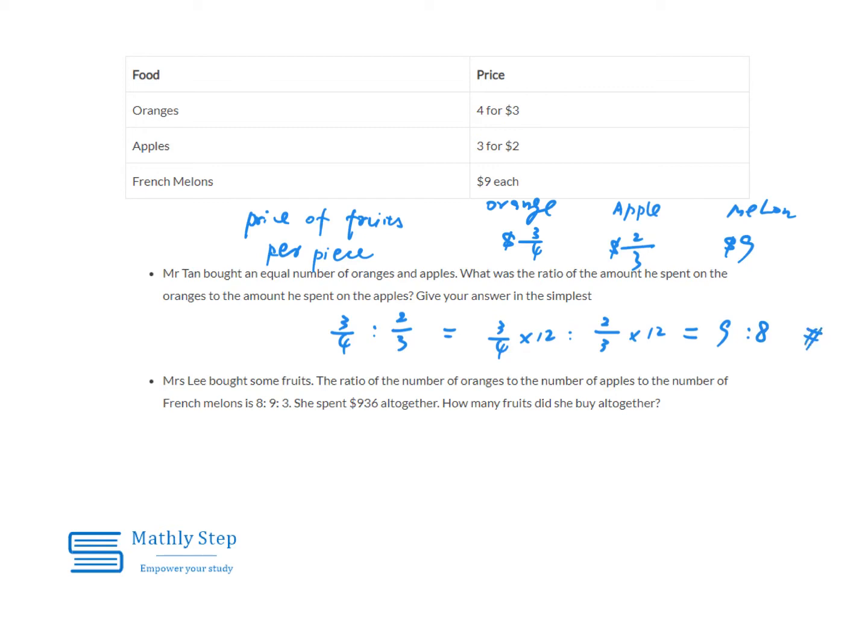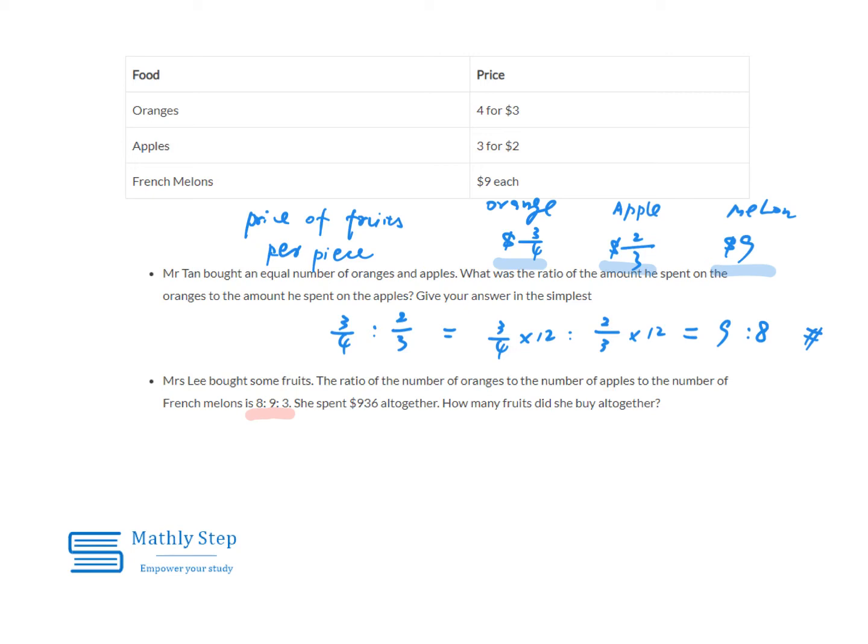The second question says that now the ratio between the fruits is 8:9:3, and then Mrs. Lee spent so much money on it, and how many fruits did she buy altogether? So we already have the information on the price per piece for such fruits, and now we have one additional information on the number of the fruits. But we only know the ratio, right? We don't know the exact number.